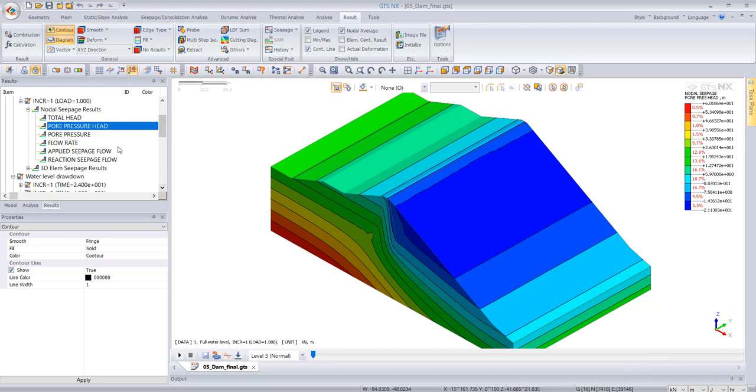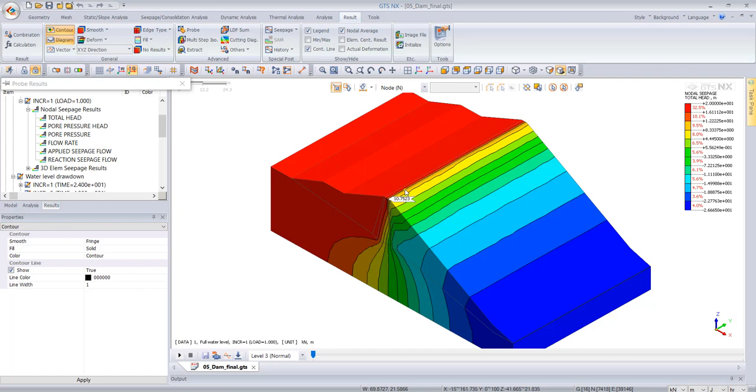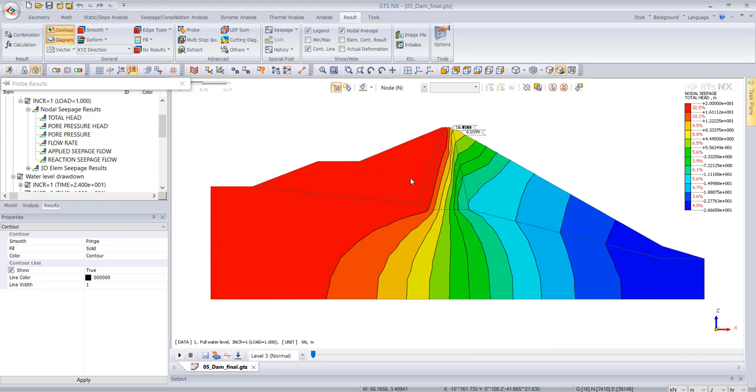I can go now to the total head here in the steady case, and if I choose prop, we can see this is the total head here. As we can see here it's almost 20, and this is the value that we added here. This is the pressure, as we can see here. And if we start to get inside, we can find this starts to change.